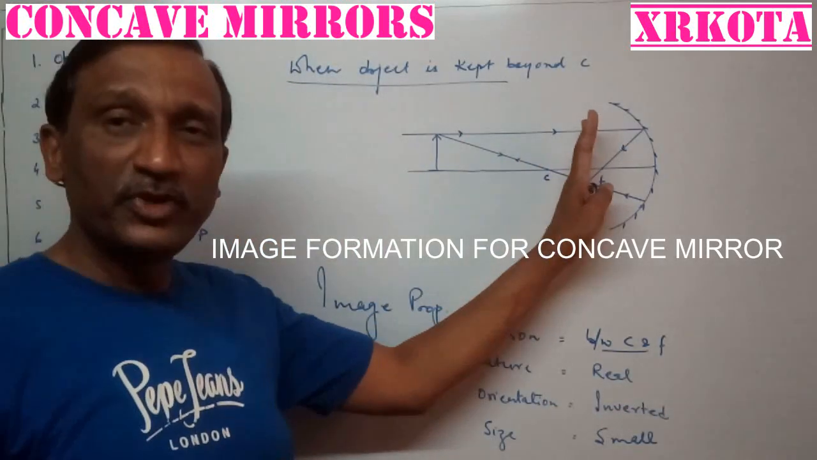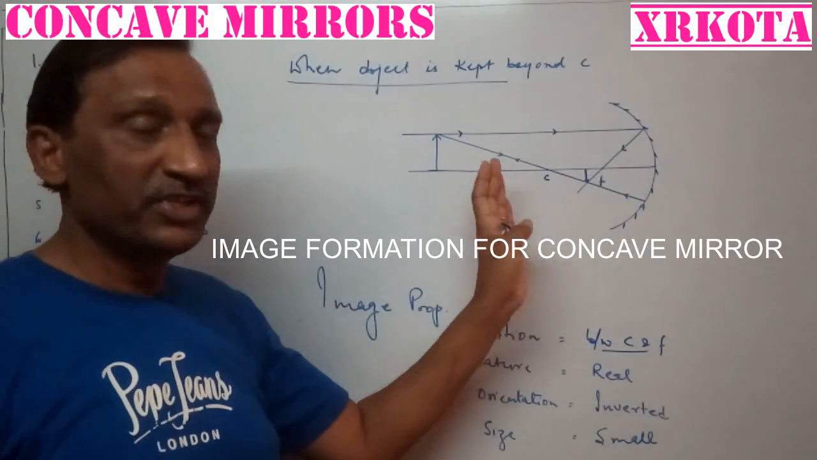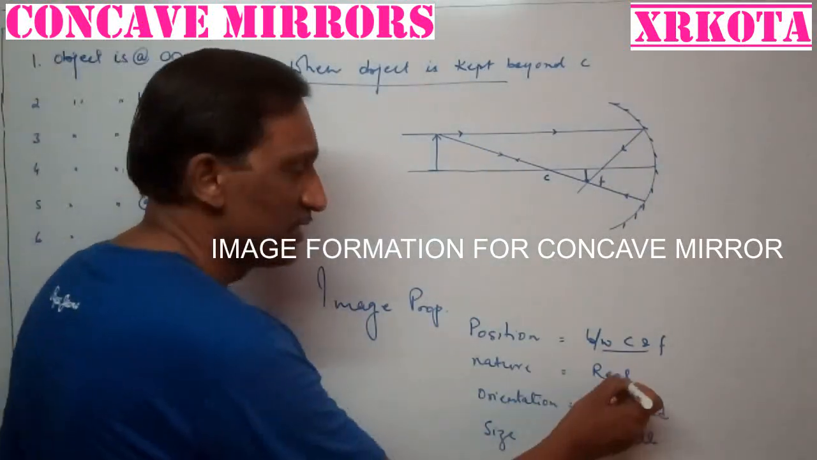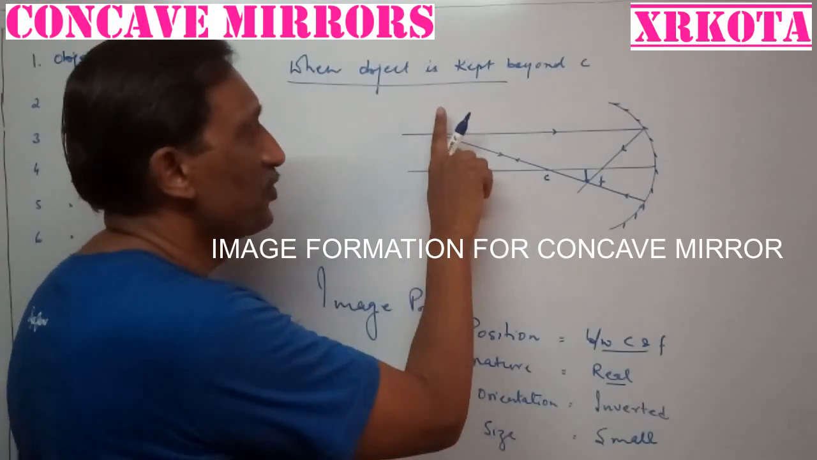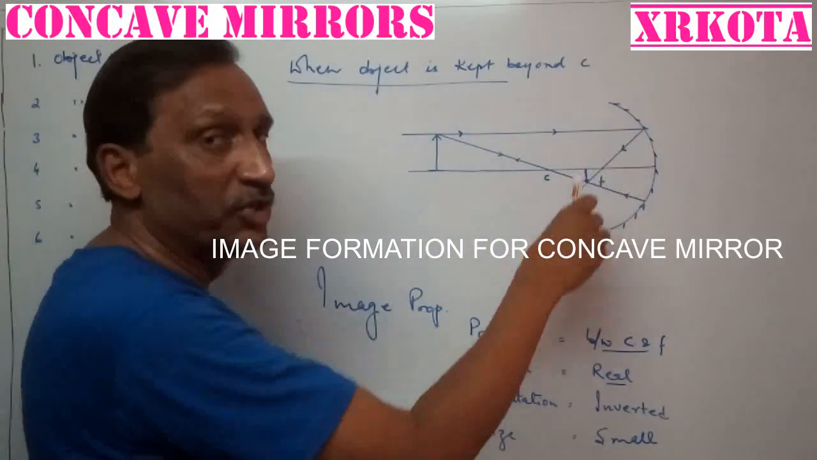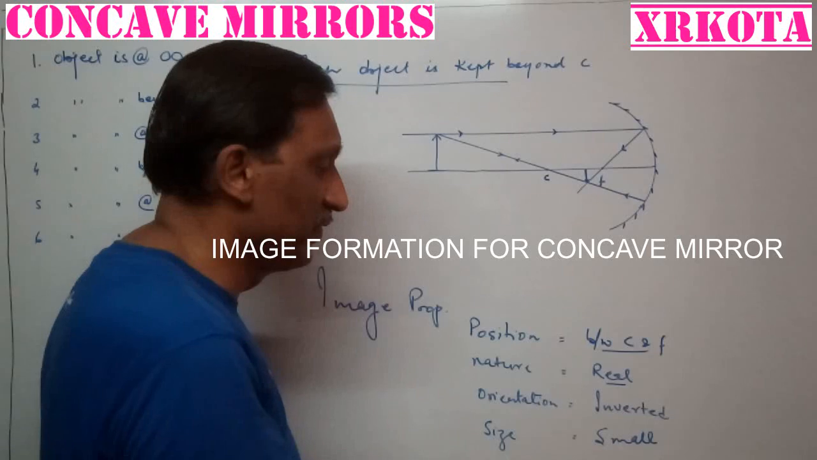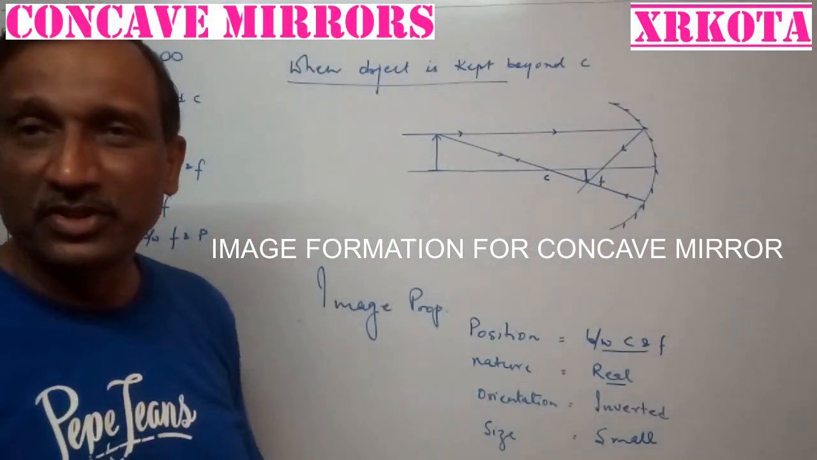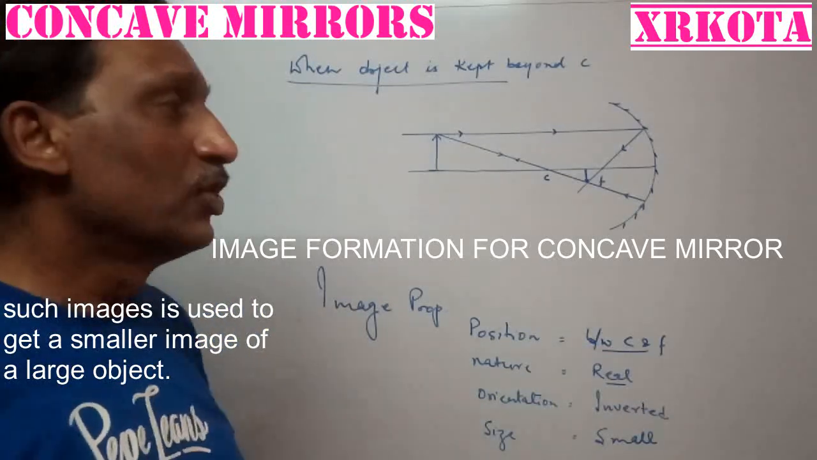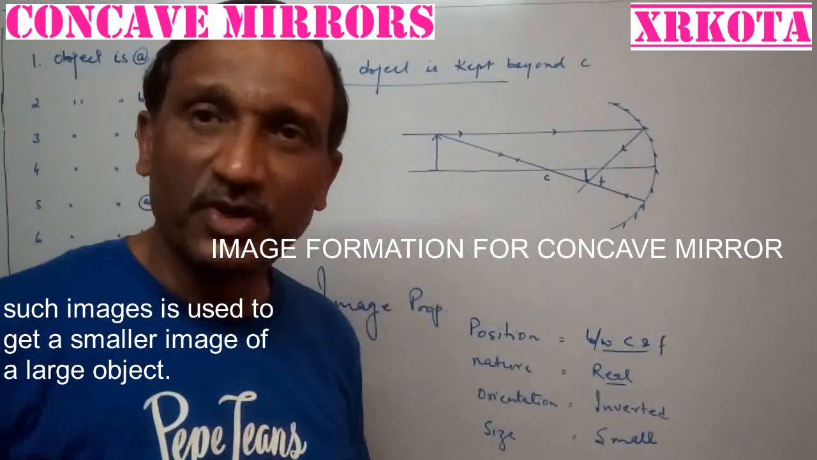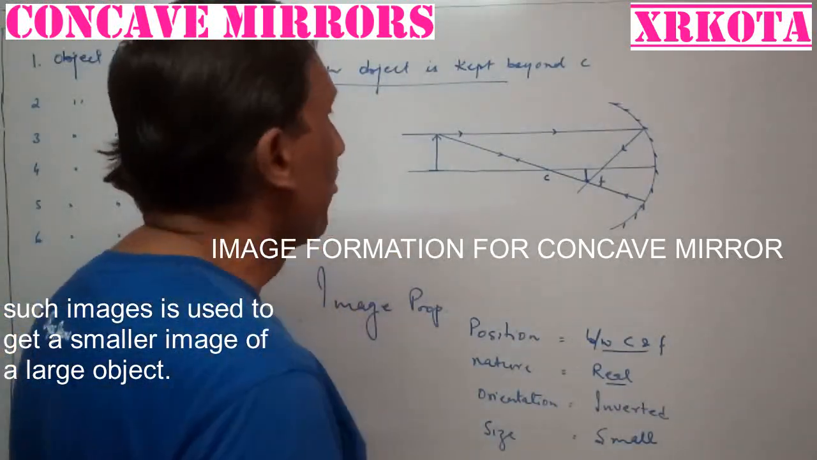Since it can also be drawn on the screen because it is in front of the mirror, this is a real image. Then its orientation: you can see this was pointing upward and this one is pointing downward. So it is inverted and it is small size. Now it is not a point size but it is of small size.